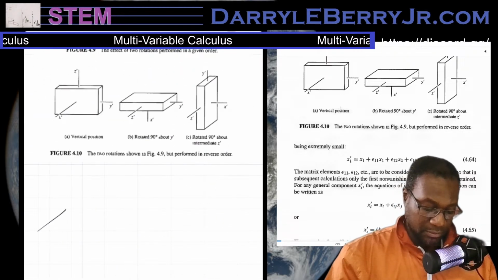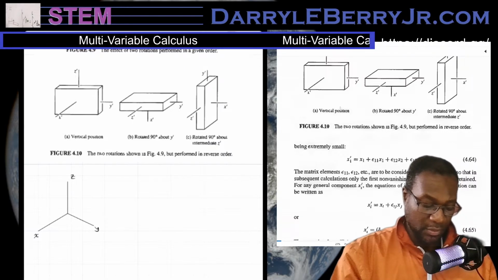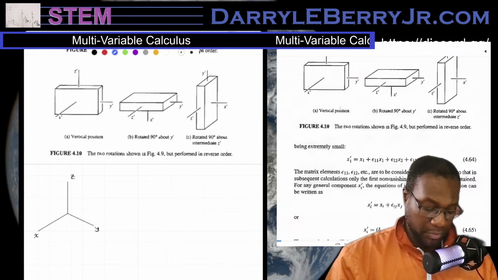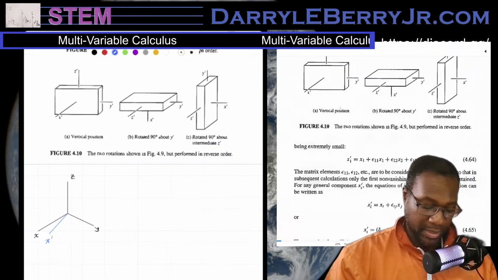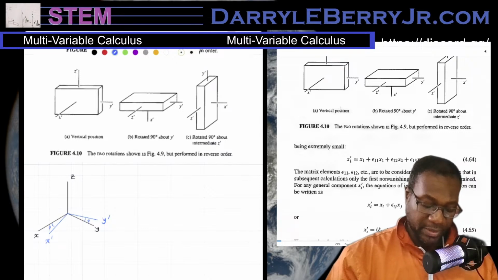I'm going to draw this out. So this is x, y, z. I'm going to rotate this just a little bit so that this is x prime, this is y prime, and z stays the same. We'll say that phi is very small.